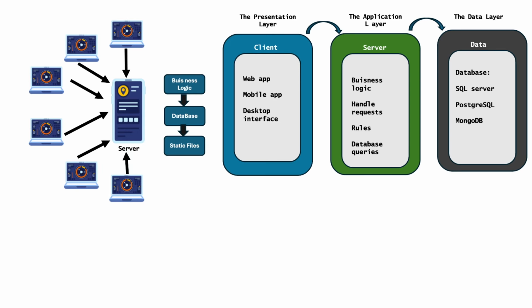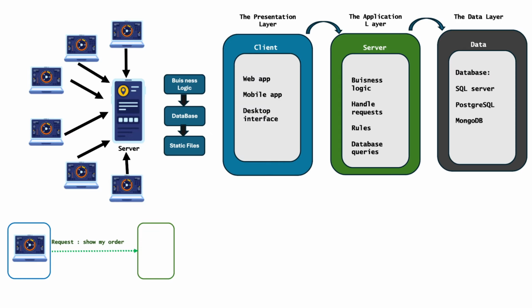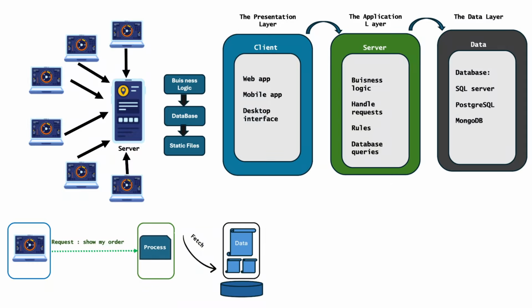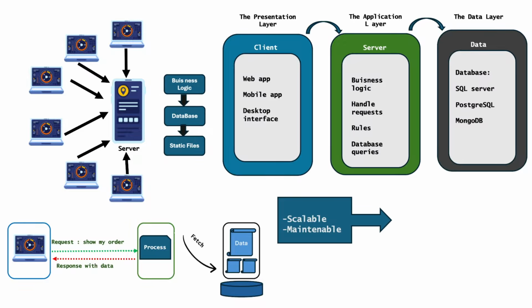When the client sends a request, let's say, "Show me my orders," the request goes to the application layer. The backend fetches that data from the database, processes it, and returns a clean response to the client. This separation makes systems more scalable and maintainable. Each layer has its own responsibility, and that's the first real step toward thinking in distributed systems.